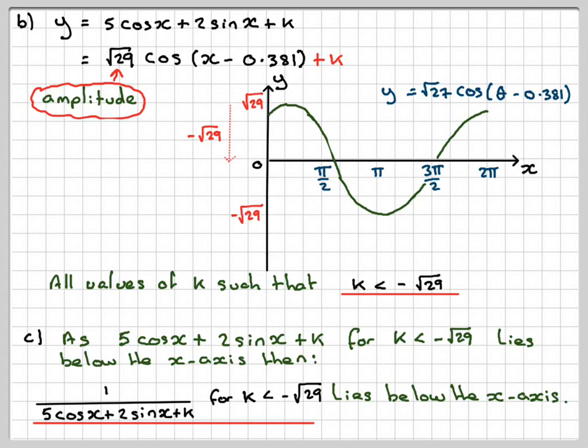Okay, so this has been a video to show you how to write a cos x plus b sine x into the form r cos(theta minus alpha), and then use the idea of the amplitude to work out a value of k. I hope you've understood, and I thank you very much for watching.